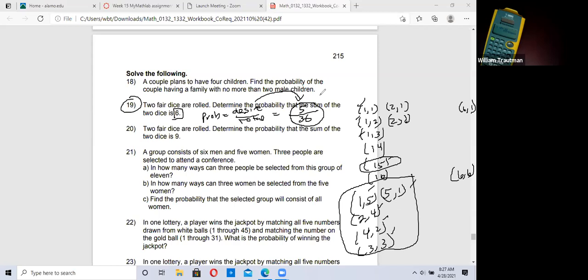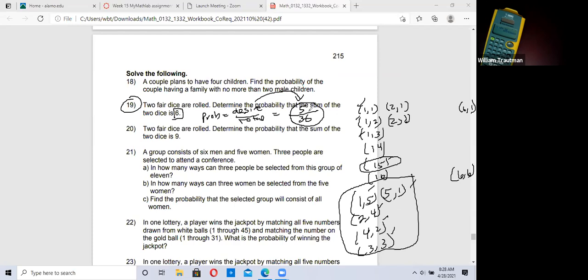Don't forget, you have to reduce it. It's multiple choice, so you'll see that if your answer's not there, you did something wrong. There's 5 ways of rolling 2 dice and getting a 6, and there's 36 total possibilities. So that's number 19.